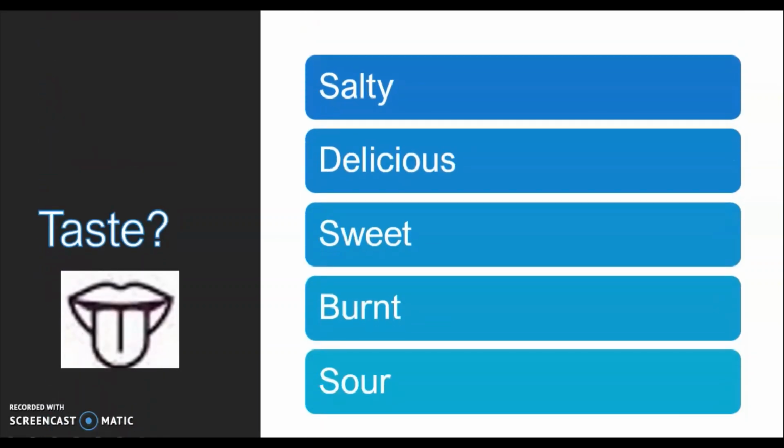Okay, so here are some adjectives to describe nouns you can taste. Maybe in this case, your noun is your favorite food, and you might say that it's salty, delicious, sweet, burnt, or sour. These are all adjectives you might use for those.